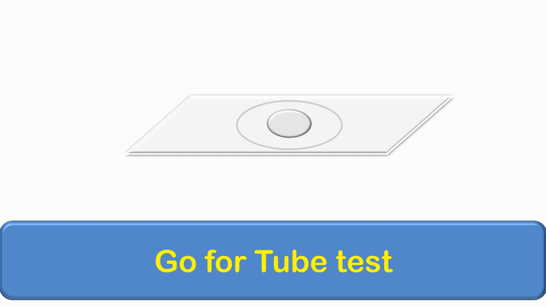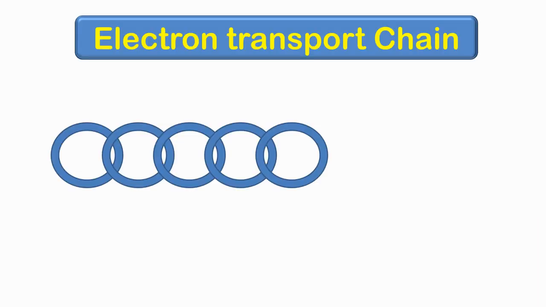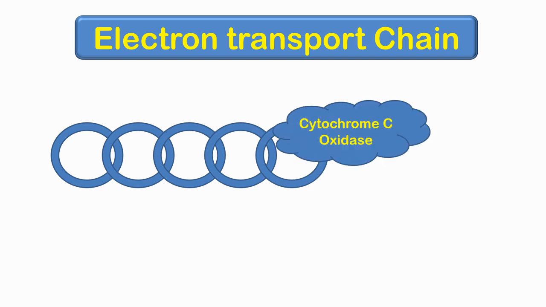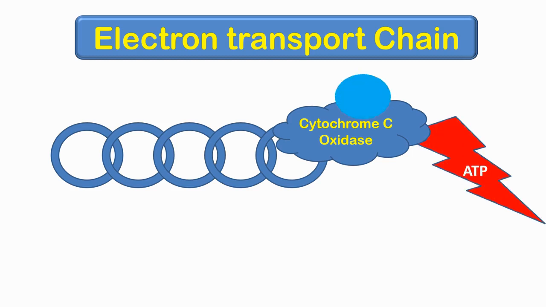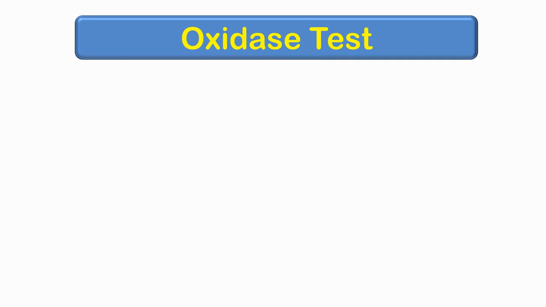Now we proceed to the next, that is oxidase test. Some aerobic bacteria can utilize oxygen as the terminal oxygen acceptor in the respiration. They do so by having cytochrome C oxidase as the terminal enzyme in the respiratory chain. This enzyme reduces oxygen into water and produces ATP in the process. We can detect presence of this enzyme in the bacteria with the help of oxidase test.